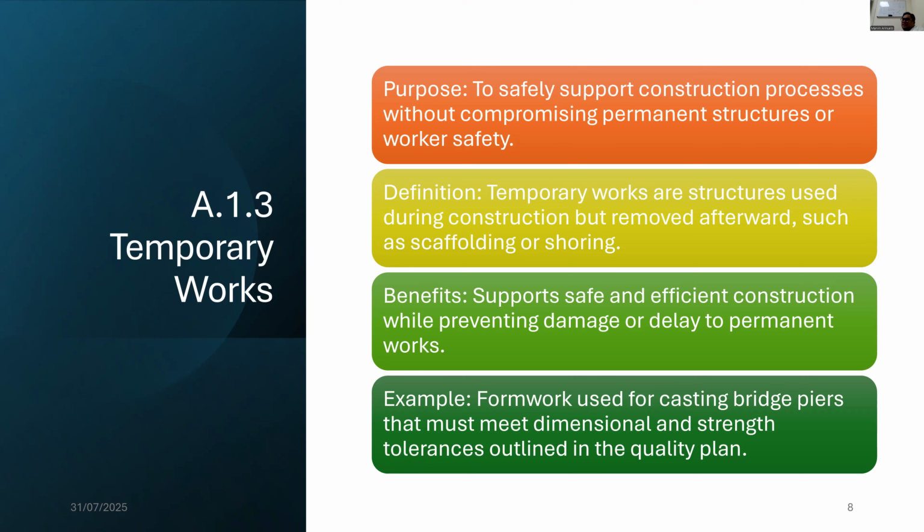Now, temporary works are structures used during construction but removed afterward, of course, such as scaffolding or shoring. Benefits: they support safe and efficient construction while preventing damage or delay to permanent works. Of course. Example: formwork used to cast bridge piers. I don't know how I pronounce this one. This is correct, piers. Must meet dimensional and strength tolerance outlined in the quality plan.